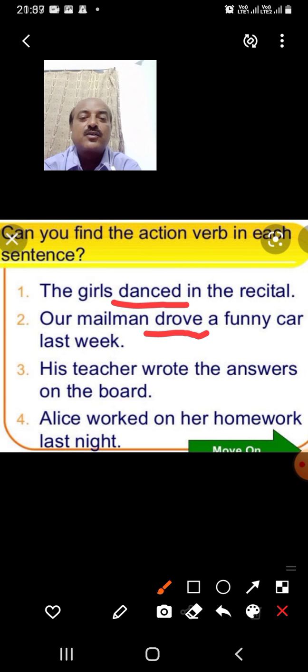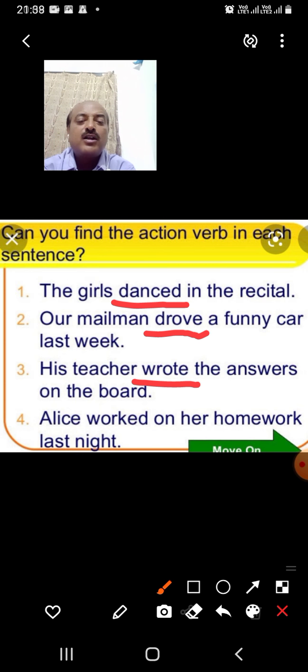His teacher wrote the answers on the board. So which is the action verb in this? His, no. Teacher, no. Wrote the answers on the board. So what action is being done by the teacher? She is writing. Wrote is the past tense of write. So wrote, some action is being done by the teacher.